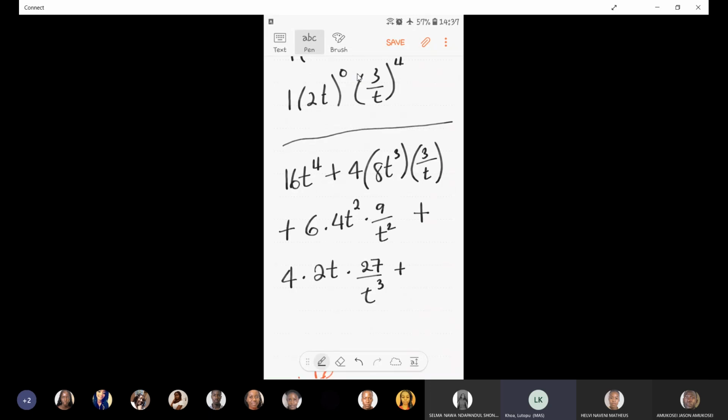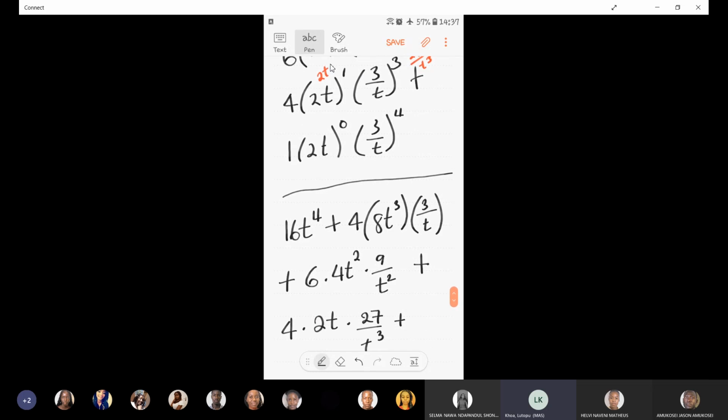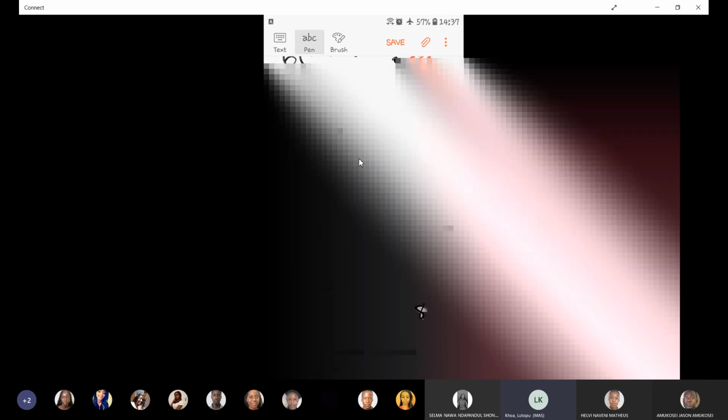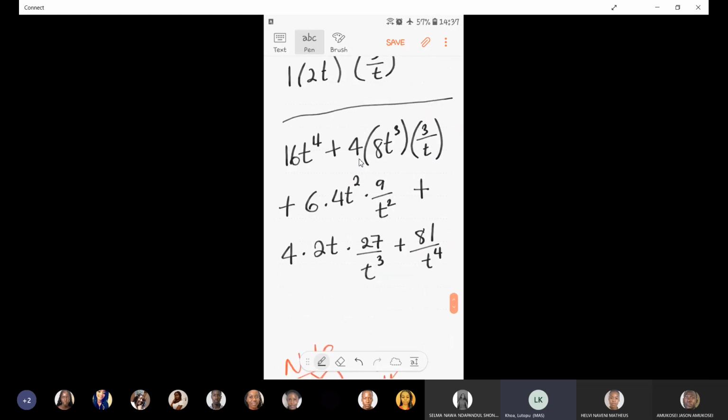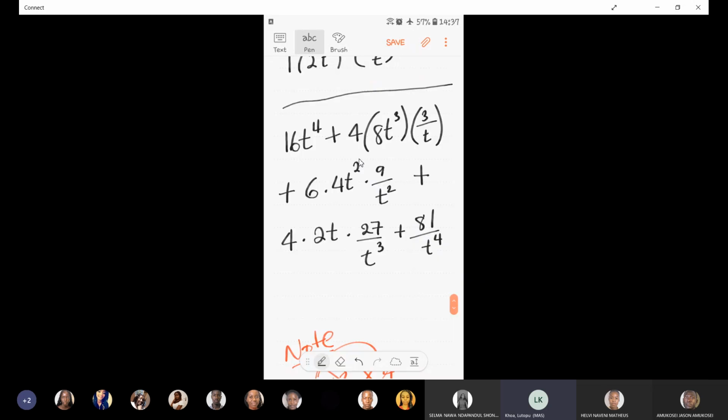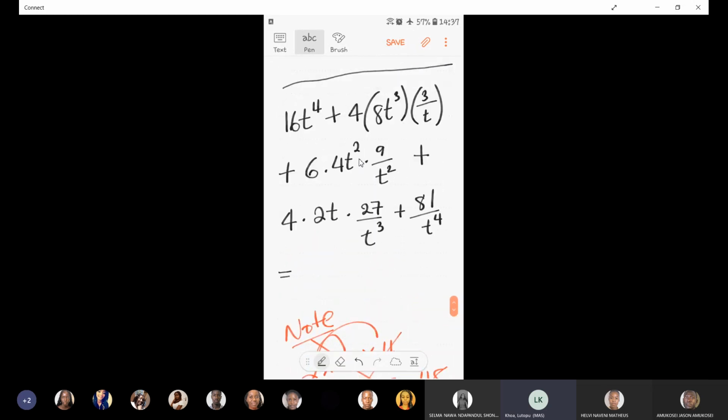And then my last term here, this is 1, 2t to the power of 0. This is just equal to 1. So I have 1 times 3 to the power of 4 over t to the power of 4, which is just 81 over t to the power of 4. So here I have 81 over t to the power of 4. And then I simplify each of these where possible. So this is equal to the first term, 16t to the power of 4. I cannot simplify it any further, so it is just 16t to the power of 4.